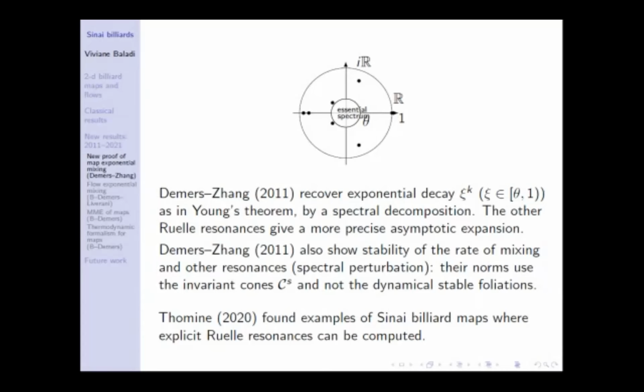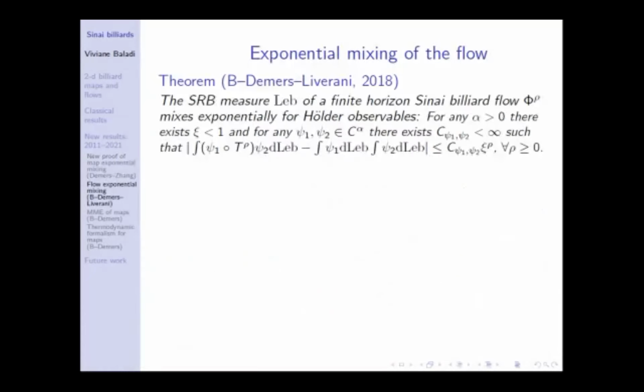Maybe I just mention that very recently, actually only last year, some examples of billiards were constructed where you can actually prove that there are other eigenvalues besides the eigenvalue 1. The eigenvalue 1 we know is there. The other Ruelle resonances, until last year, we didn't know if it was possible to find examples where they existed. Now we know.